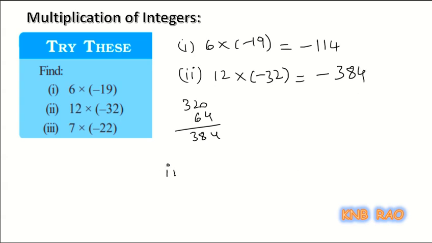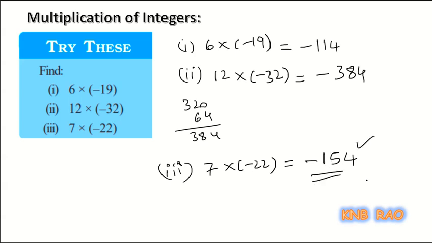Next, in the third one, when I multiply 7 by minus 22, the product is negative, and 7 twenty-twos are: 7 twos are 14, 7 twos are 14 plus 1, so minus 154 will be the answer.